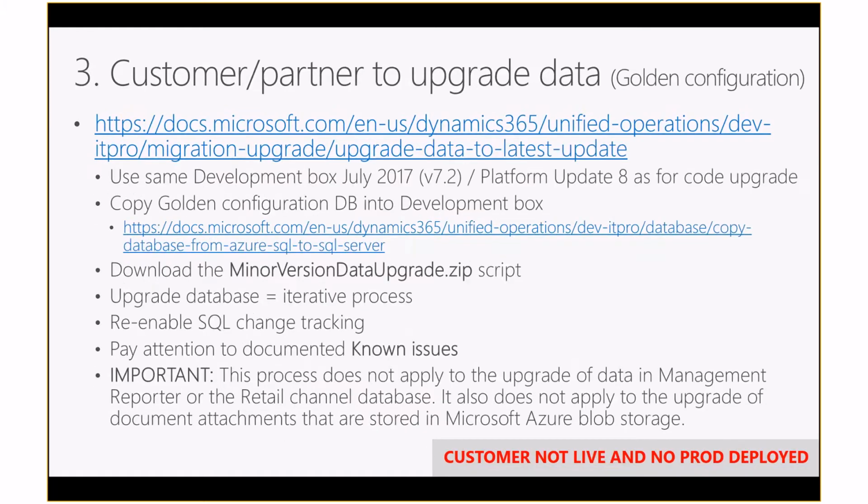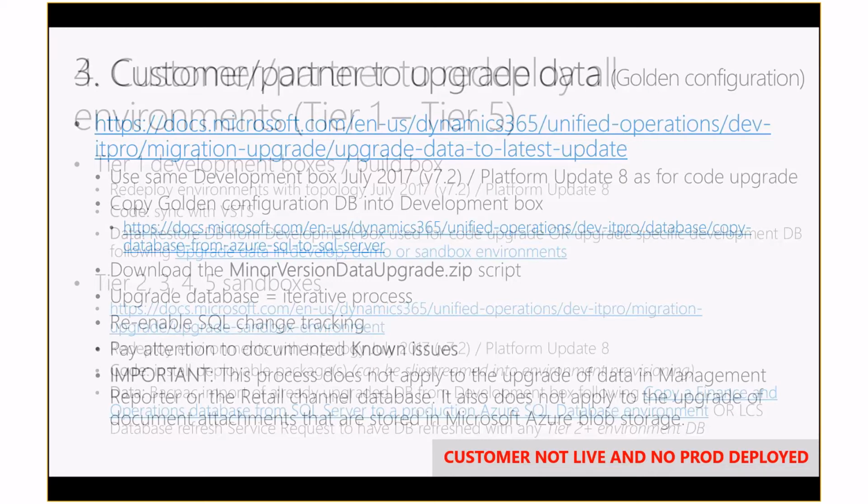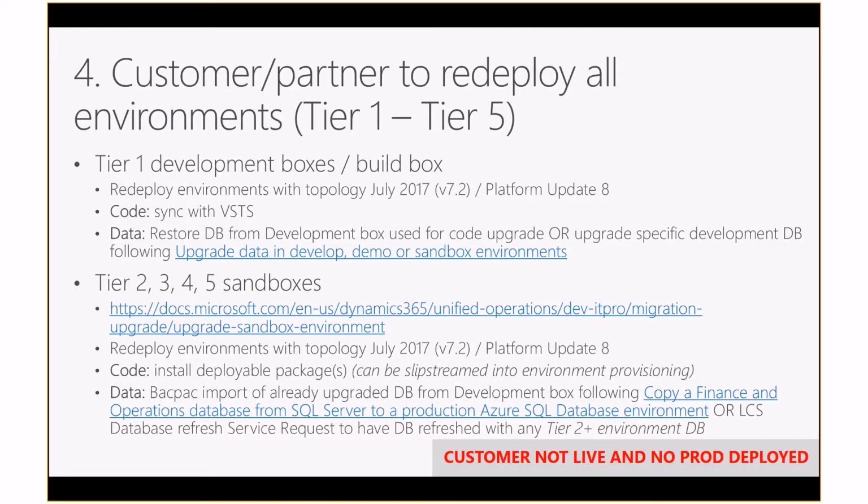For the data upgrade, the big difference is that it's not just a test, but it's probably the final copy of your golden configuration database that you want to upgrade and bring into your dev box. Nothing else to add here. And then in the end, for all the other boxes, it's the same: redeploy all the other boxes, and then restore the database you already upgraded, like your golden config database, to these boxes. It could be a simple database restore if your golden config is in a one box and your dev boxes are also one box tier 1 environments.